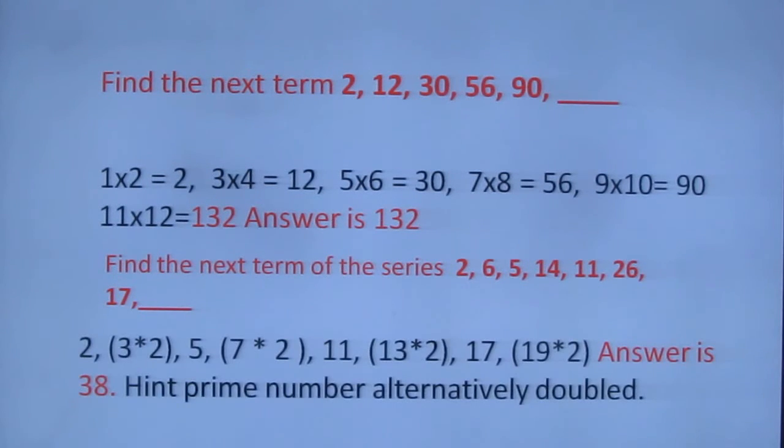Just observe that the base numbers are again prime numbers. Forget everything, write the prime numbers on the top: 2, 3, 5, 7, 11, 13, 17, 19, like that. What they have done is the even places they have doubled, or multiplied by 2. 2, the next prime number is 3. Instead of writing 3, they have doubled it. Next number 5. Next 7. Instead of 7, they have written 14. That means the even places are doubled. Prime numbers are alternately doubled.